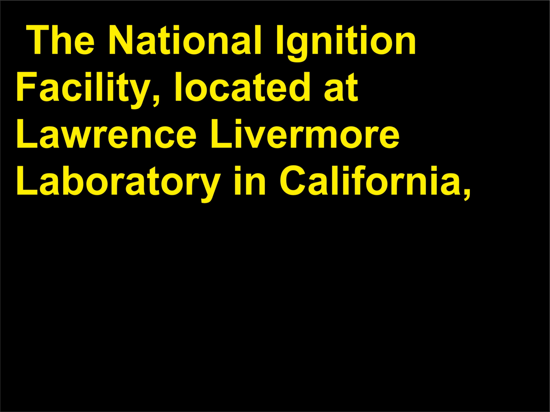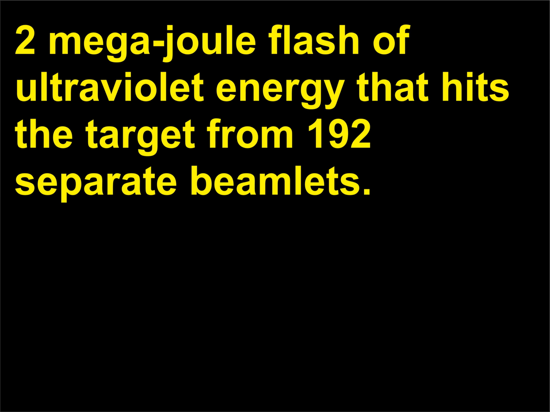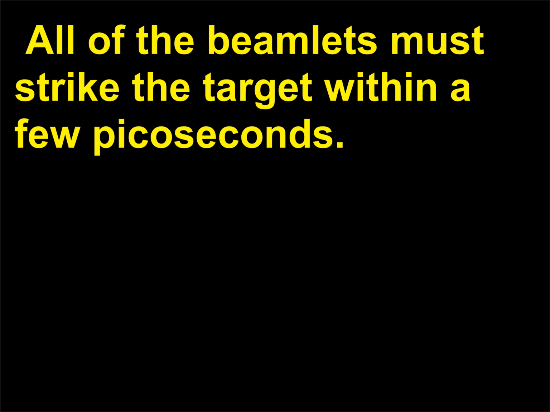The National Ignition Facility, located at Lawrence Livermore Laboratory in California, has been under construction since 1997. The design goal is to create a 2 megajoule flash of ultraviolet energy that hits the target from 192 separate beamlets. All of the beamlets must strike the target within a few picoseconds.